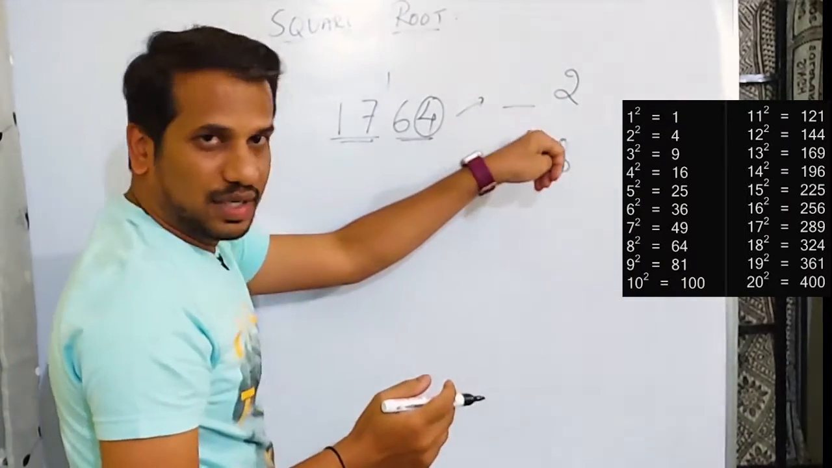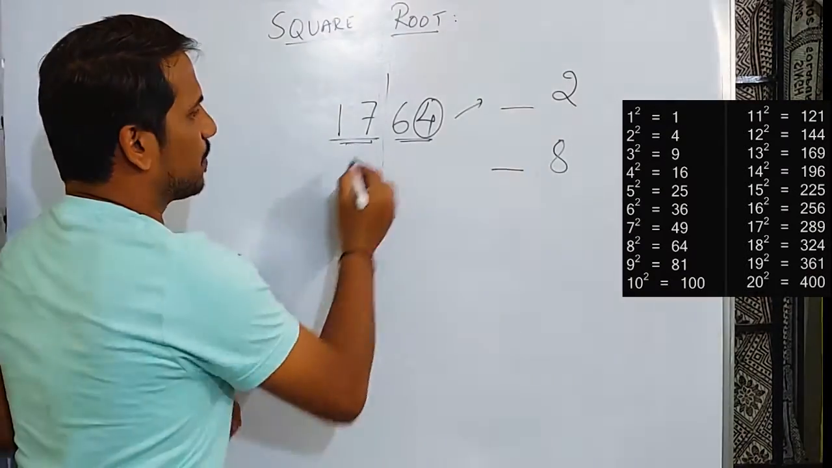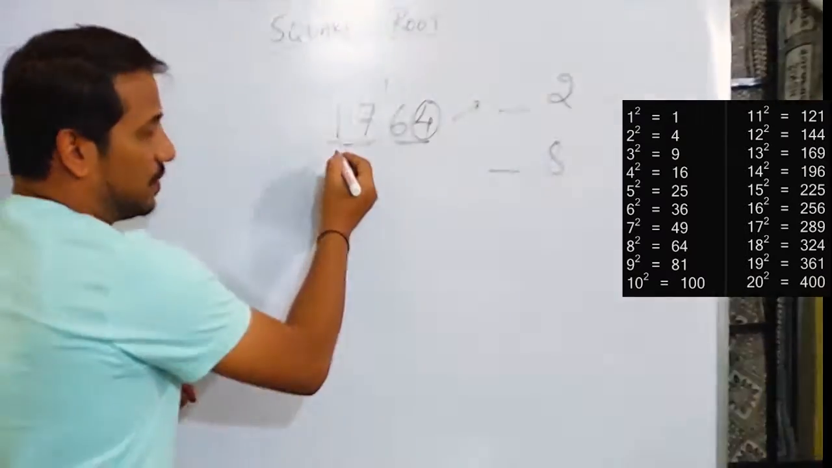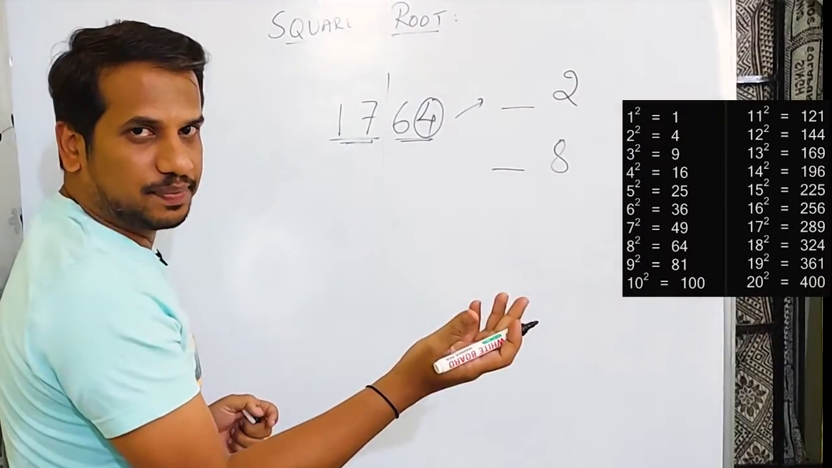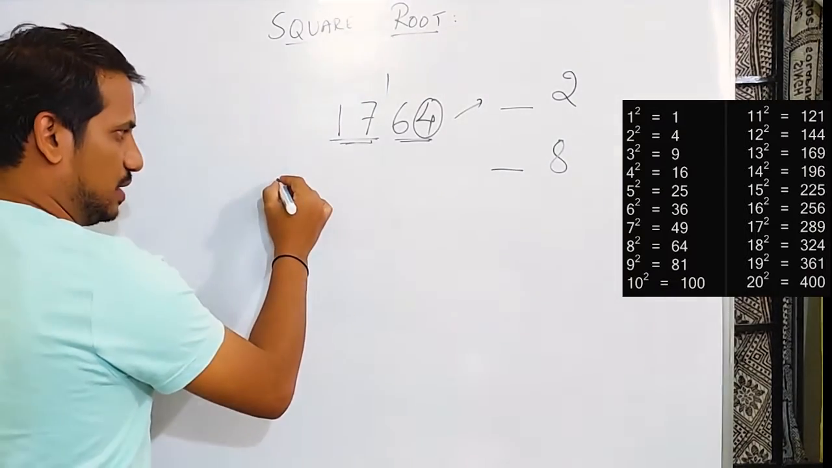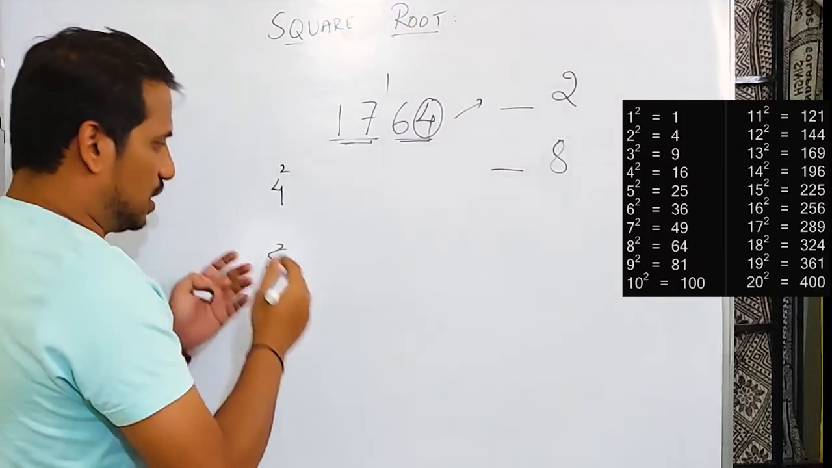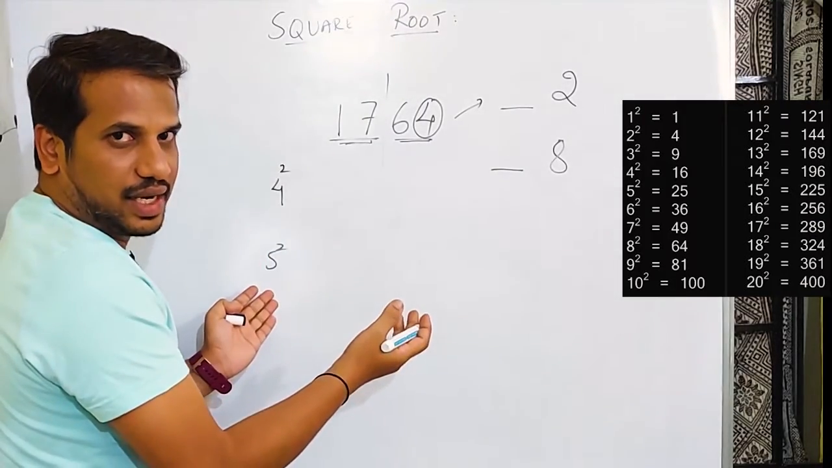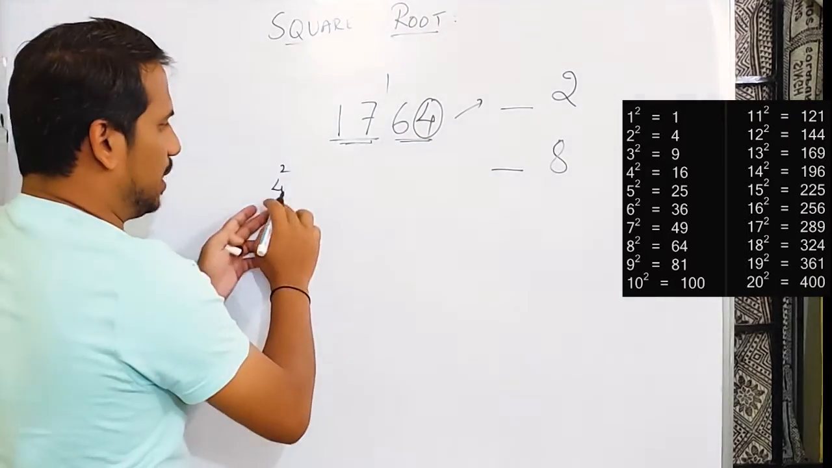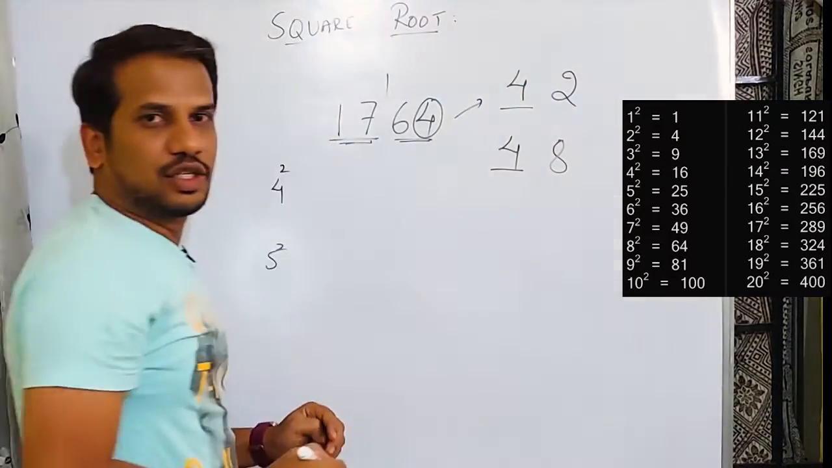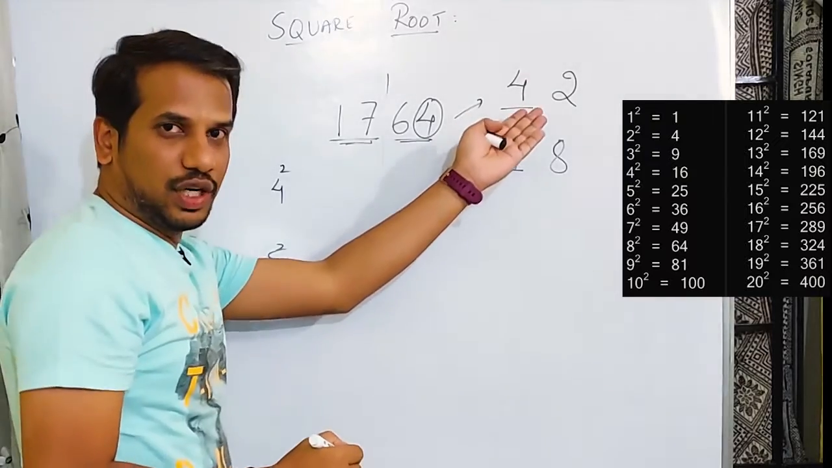Now let's see what number is this. So 17. We all know from that table also, you can look. 17 is between which two squares? It is between 4 square and 5 square. So definitely it's not exceeding 5 square. So it has to be 4, so it should be either 42 or 48. So now the answer should be either 42 or 48.